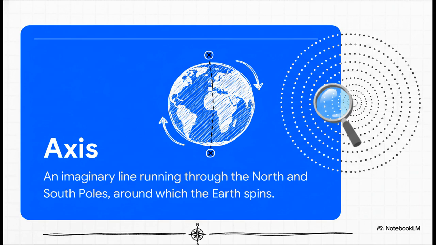Well, the first step was to find some kind of reference point. And luckily, the Earth gave us a couple for free. You see, it spins. And the points at the very top and very bottom of that spin give us two natural anchor points, the North and South poles. The imaginary line connecting them, that's the axis. It's not a physical thing, but it's our starting point.